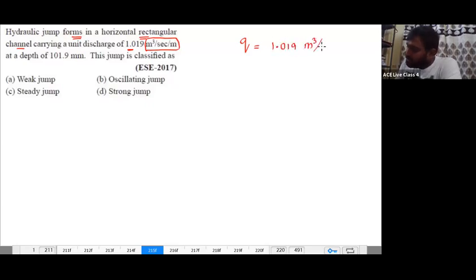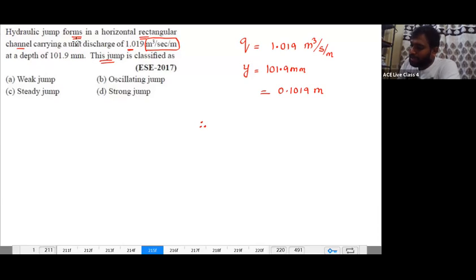1.019 meter cube per second per meter at a depth of 101.9 mm. What is the meaning of 101.9 mm? 100 mm means what? Please tell me. 0.1 meter, right? So I can write 101.9 mm as 10.19 centimeters or 0.1019 meters. The jump is classified as.